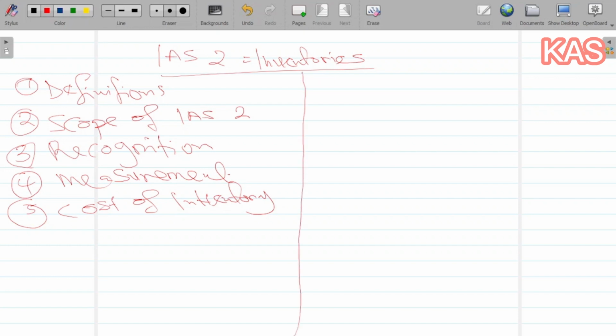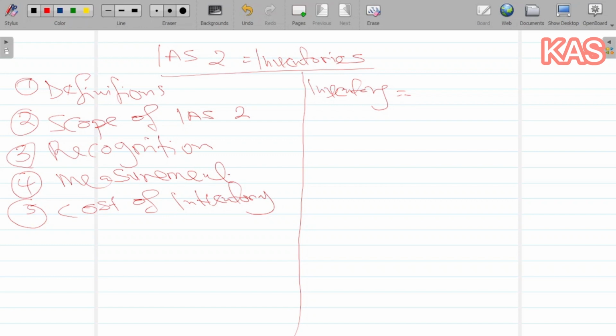So firstly, let's look at the definitions. Under definitions, we have some terms that we need to define. First of all, let's start with inventory. What is inventory? Inventory is an asset held for sale in the ordinary course of business. It also includes assets in the process of production, such as work in progress, or assets in the form of materials or supplies to be consumed in the production process or in rendering of services, that is raw materials.